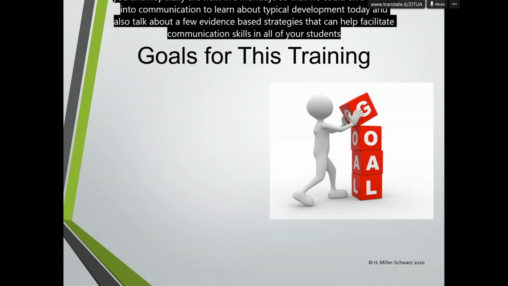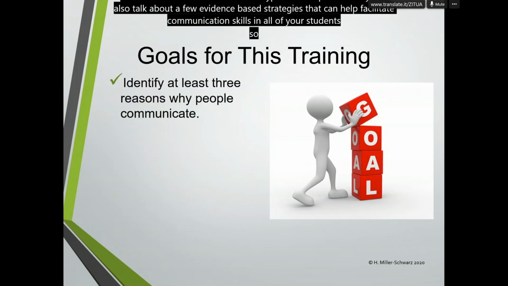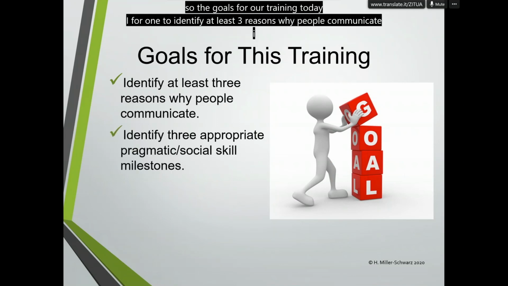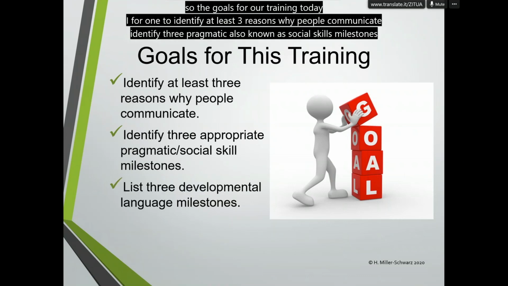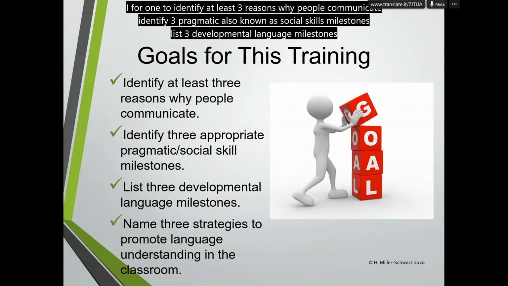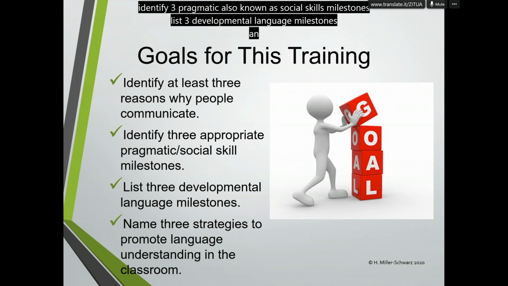So the goals for our training today are, for one, to identify at least 3 reasons why people communicate. Identify 3 pragmatic, also known as social skills milestones. List 3 developmental language milestones. And name at least 3 strategies to promote language understanding in the classroom.